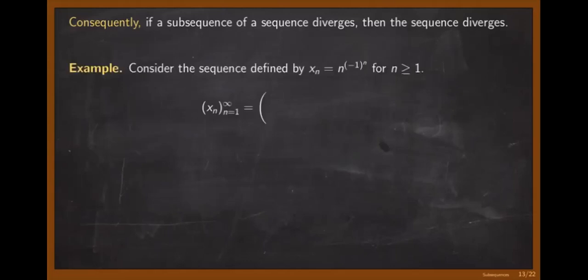I will give you an example. Look at x sub n, which is defined by n with exponent negative 1 raised to n. Confusing, right? Go on, what is the first term here?